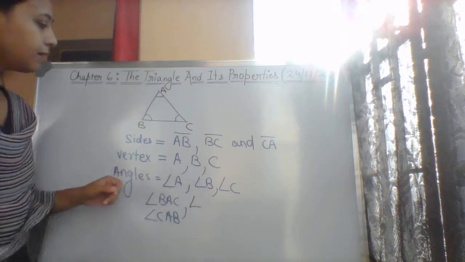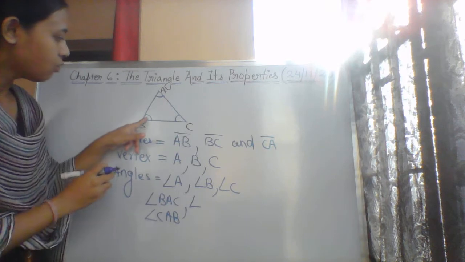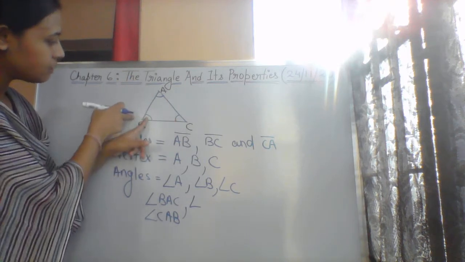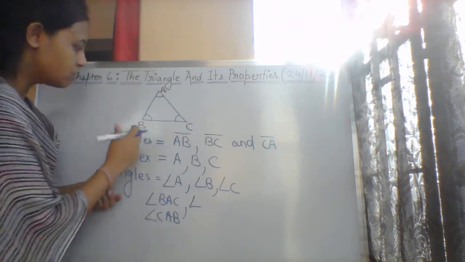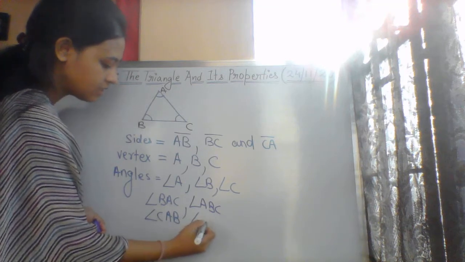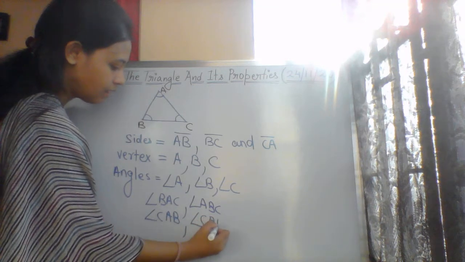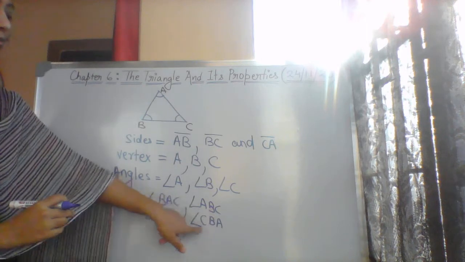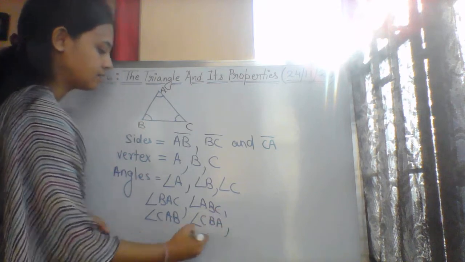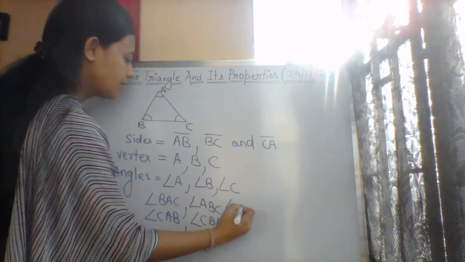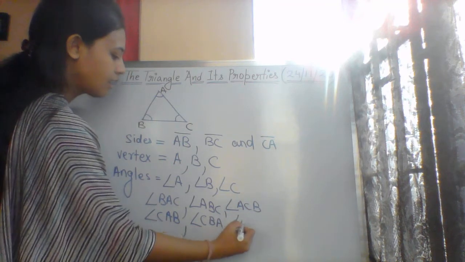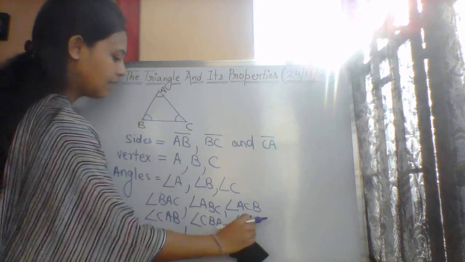Okay, now angle B. What can I write for that? ABC or CBA, anyone you can write. So angle ABC, or you can just interchange and write CBA. B should be in the middle because that is the angle we are going to denote. Okay, next C. So angle ACB, angle BCA.